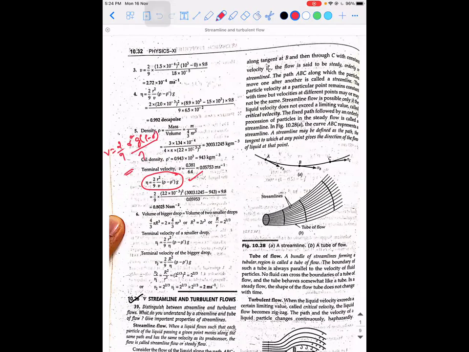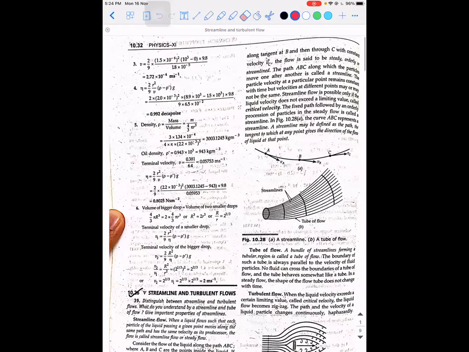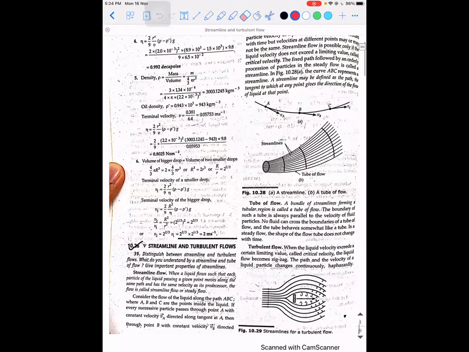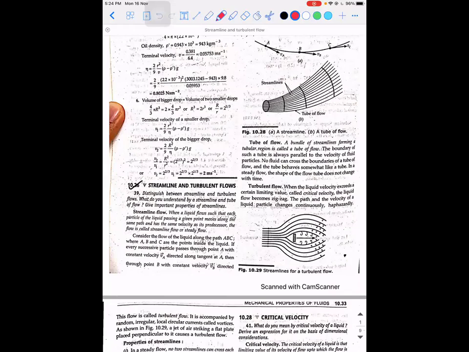So where do we speak about terminal velocity? We mainly speak for what kind of fluids? What are the fluids for which we speak about terminal velocity? Viscous fluids, sir. Yes, it is viscous fluid. So we speak about terminal velocity for fluids which have viscosity associated, that is, when they have internal friction among their layers, we discuss that, right?